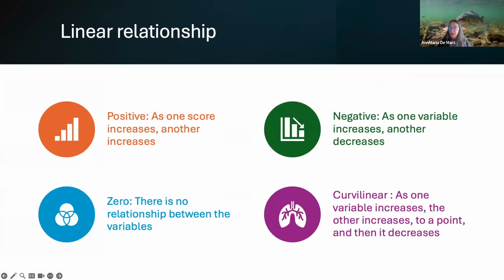You can have one of 4 kinds of relationships. Well, maybe there's a few more, but there's 4 we're going to talk about today. You can have a positive linear relationship: as one score increases, another increases. You can have a negative linear relationship: as one variable increases, another decreases. It can be 0. There's no relationship at all between the variables. Or curvilinear. Those aren't nearly as common: as one variable increases, the other increases to a point, and then it decreases. Let's take a look at each of those.